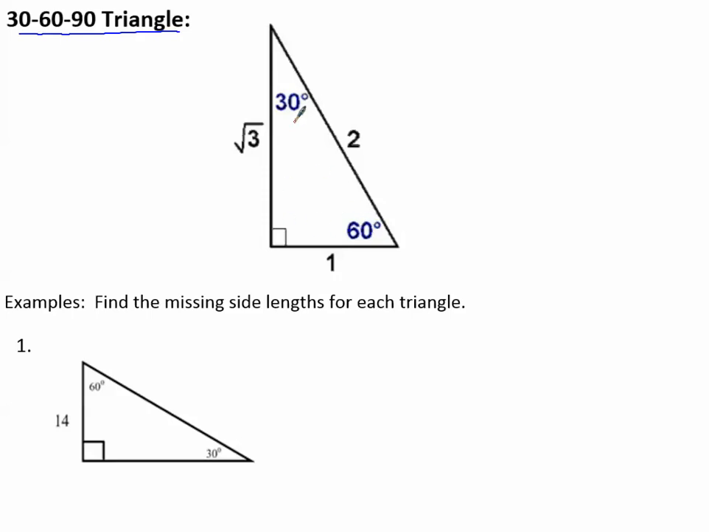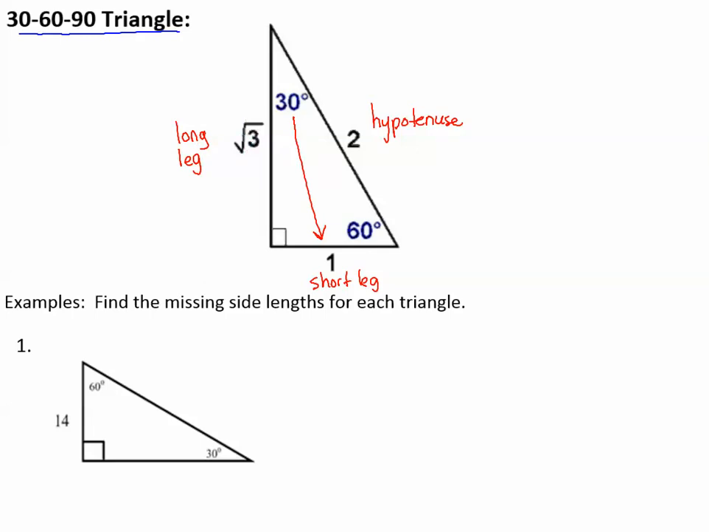We always call the side across from the smallest angle the short leg. So the short leg, notice, has the smallest number, 1. Then, of course, the hypotenuse is across from the right angle. The hypotenuse is double, 2 times the short leg. Then across from the 60-degree angle, this is called the long leg, and it is times square root of 3.